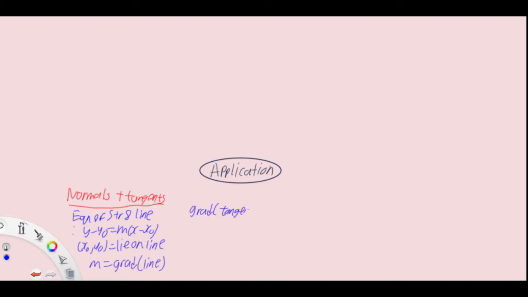The gradient of a tangent is dy/dx at any particular point x. Same thing for the normal, just that it's given by minus 1 over dy/dx, equals minus dx/dy.